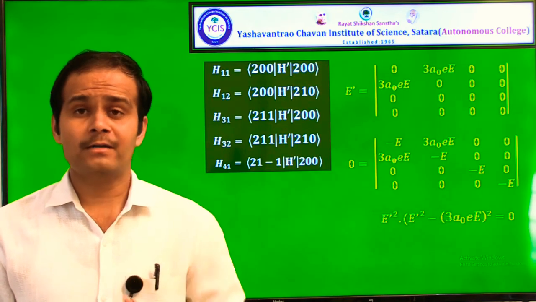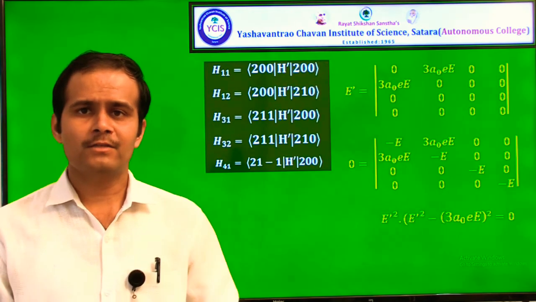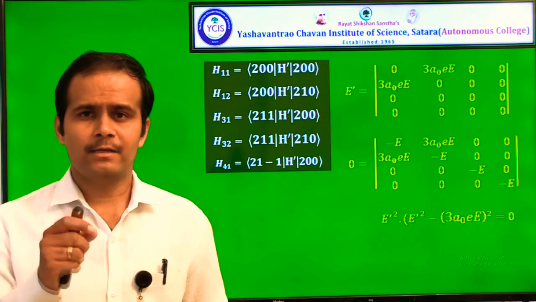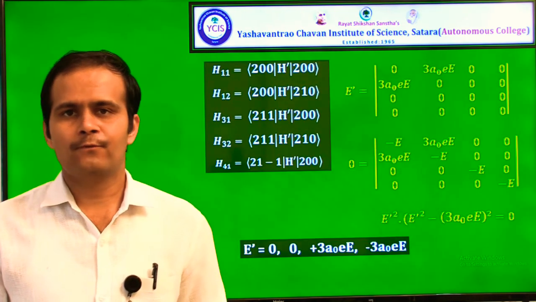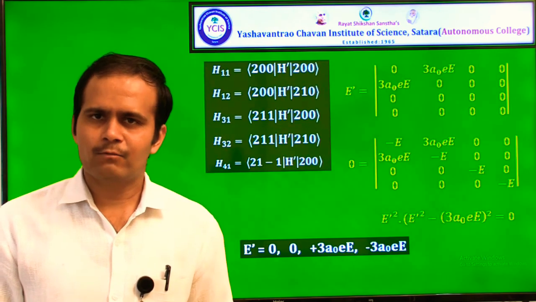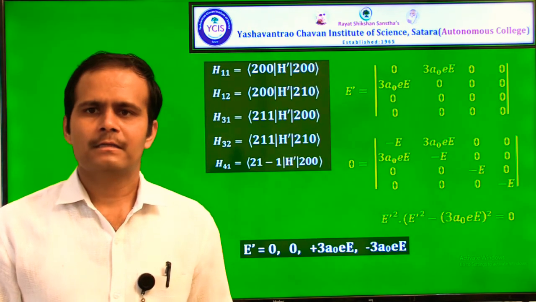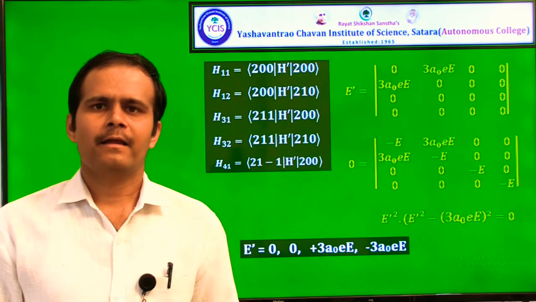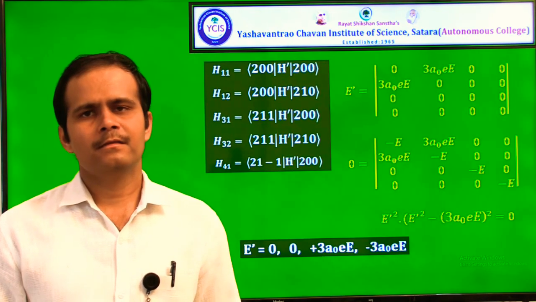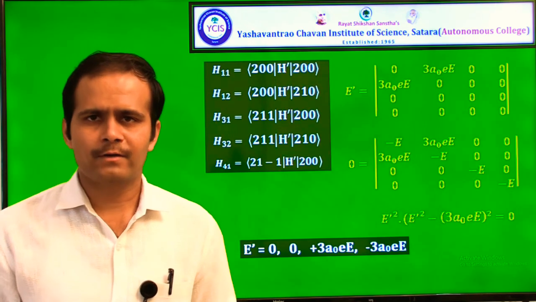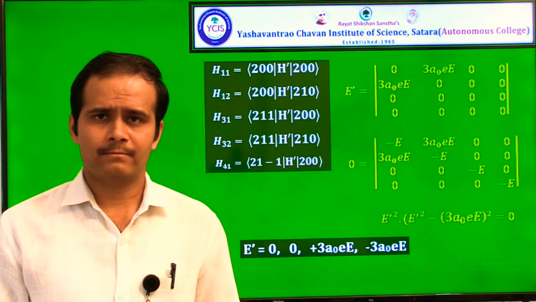Now very easily we can observe there are 4 values of E dash. That means there are 4 different energy correction values for 3.4 electron volt. There are 4 corrections, which means there are 4 different states. For each state there is a different type of correction. So now we have these 4 values of E dash: E dash is equal to 0, E dash is equal to 0, E dash is equal to plus 3 A naught E, and the fourth value is E dash is equal to minus 3 A naught E. So these are the 4 different values of energy correction for the first excited state of the hydrogen atom.